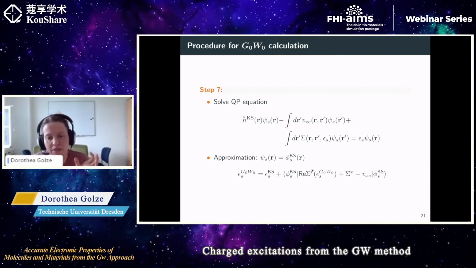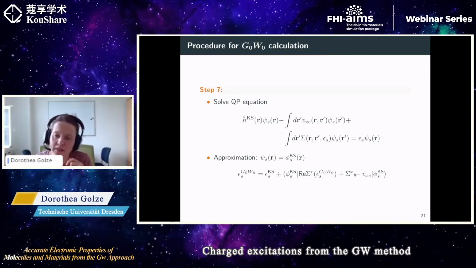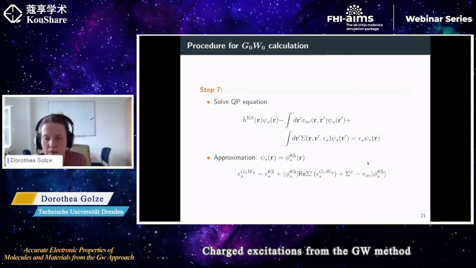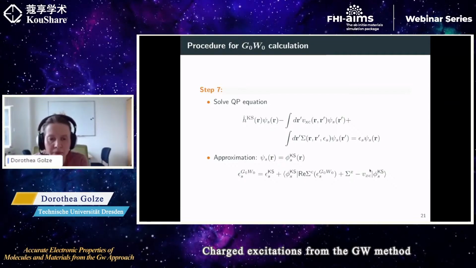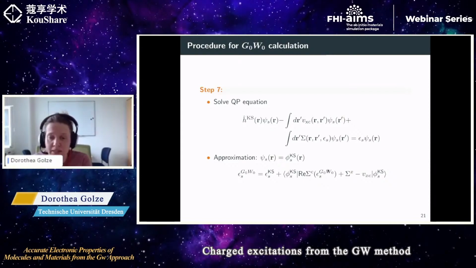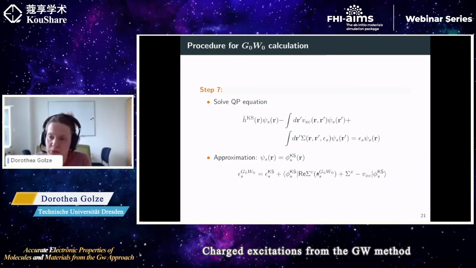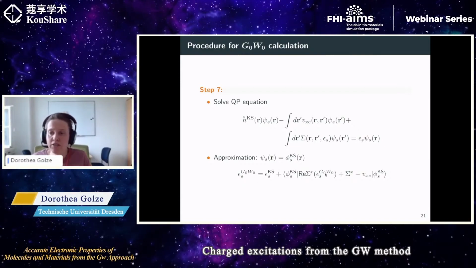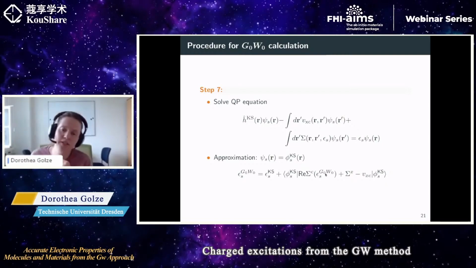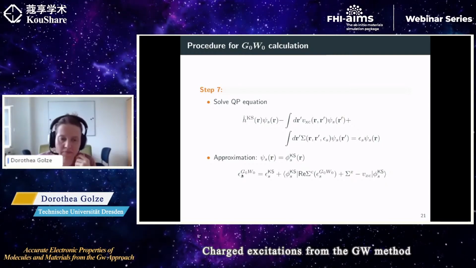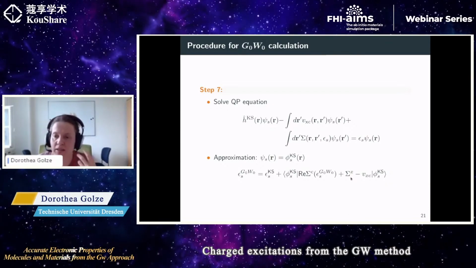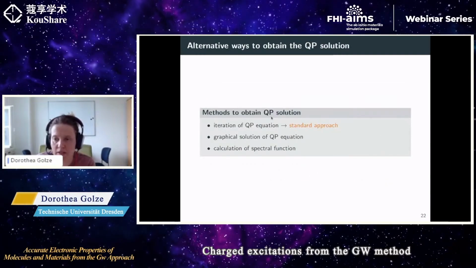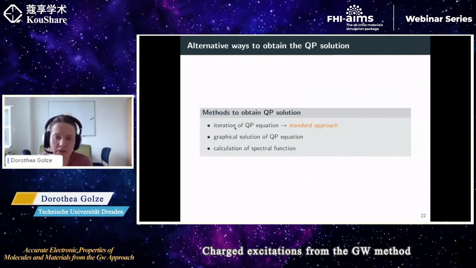So we usually separate the self-energy into the correlation part and the exchange part, and then subtract the exchange-correlation functional from DFT. As you can see, the right-hand side already depends on the solution, on the GW energies, on the quasiparticle energies. That means we have to solve it iteratively. We can start here with a guess, for example, the Kohn-Sham DFT energies, and then get the solution, update, insert again, etc., until we solve this fixed point equation. So this is the standard approach, doing this iteration of the quasiparticle equation.